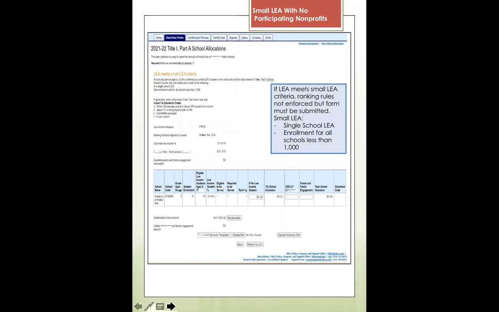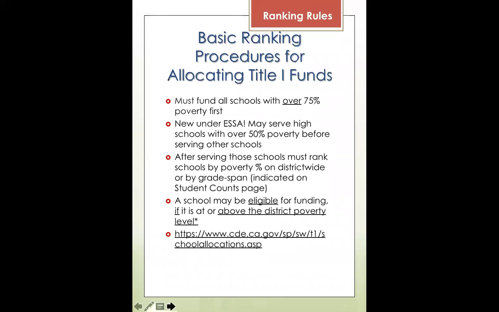We'll leave the ranking rules for you on the next couple pages, but just know there are requirements, and there's a link on the CDE website for how to rank your schools and what the requirements are. You have to rank them by federal requirements, so take a look at that website. You have to fund them if they're over 75% poverty, and then you rank after that. So keep that in mind.